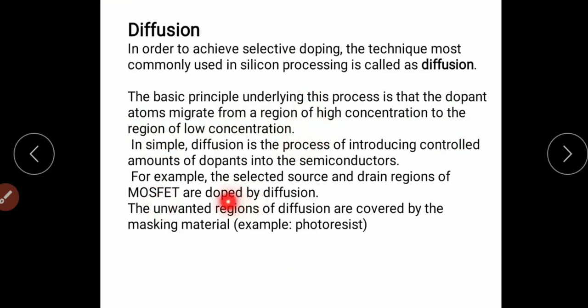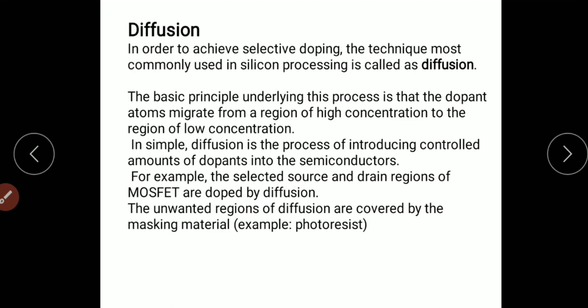In this diffusion, again you have to use a mask. Then you have to define the areas into which you have to diffuse these impurities: that portion should be uncovered, and the remaining portion should be covered or darkened.